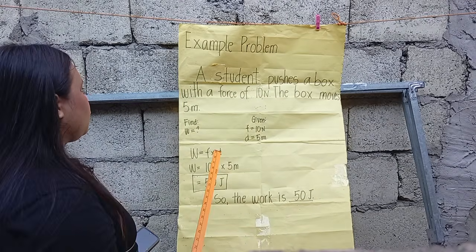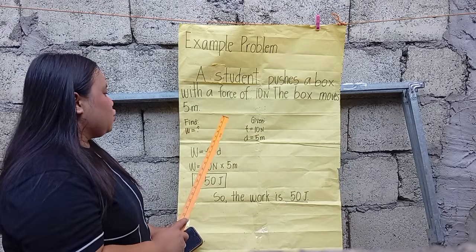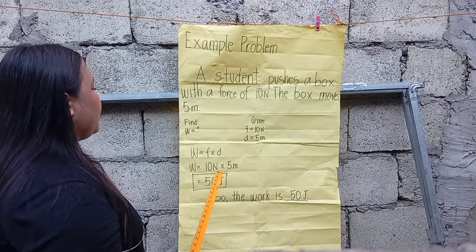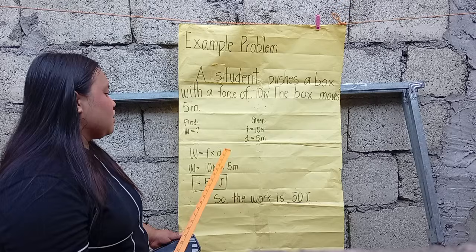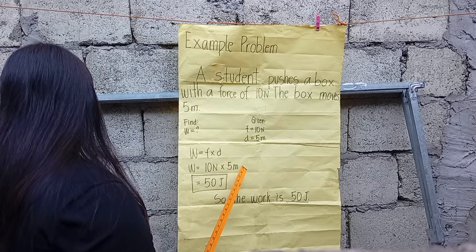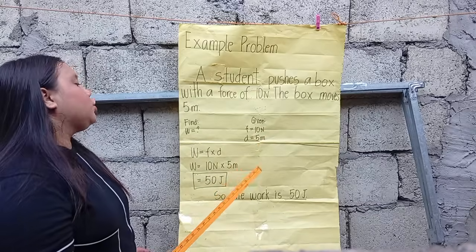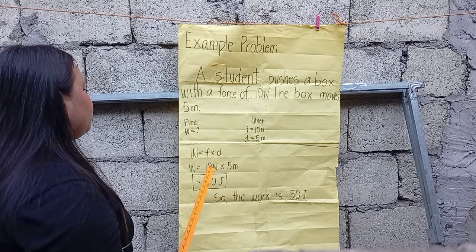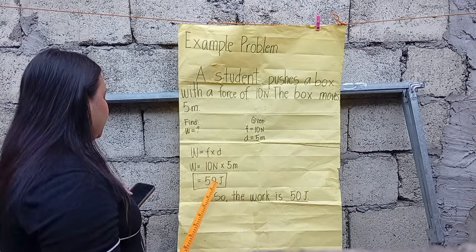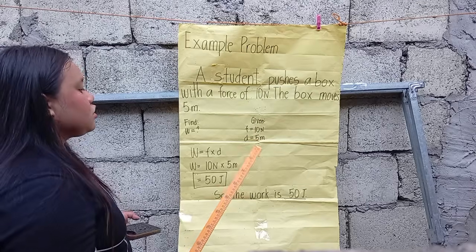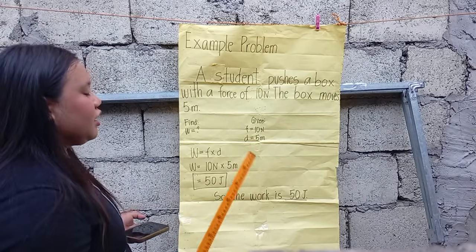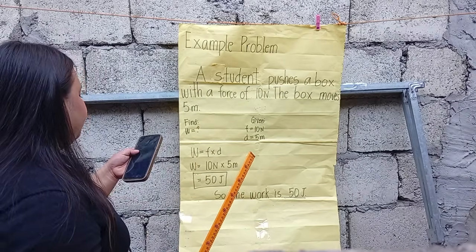So work equals force, which is 10 newtons, times the distance, which is 5 meters. We will multiply the 10 newtons by the 5 meters. So 10 times 5 equals 50 joules. So the work done is 50 joules.